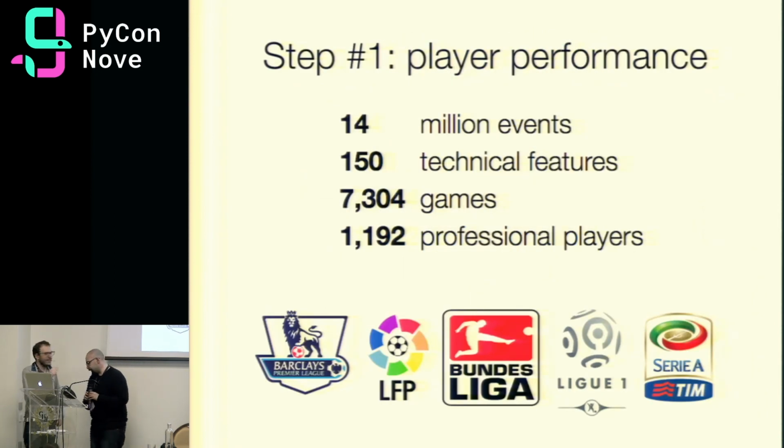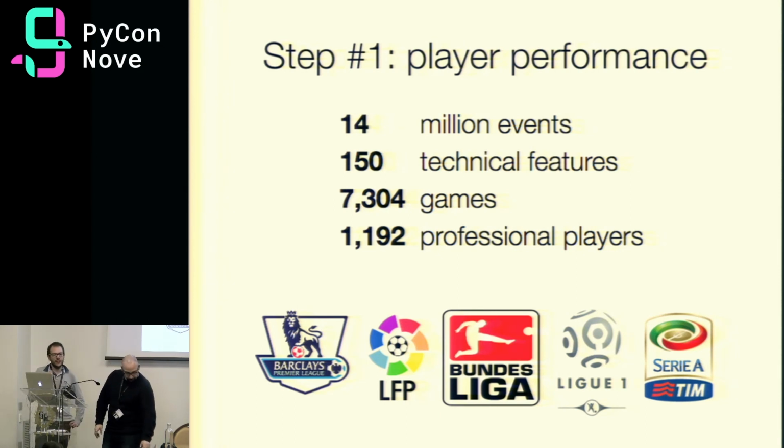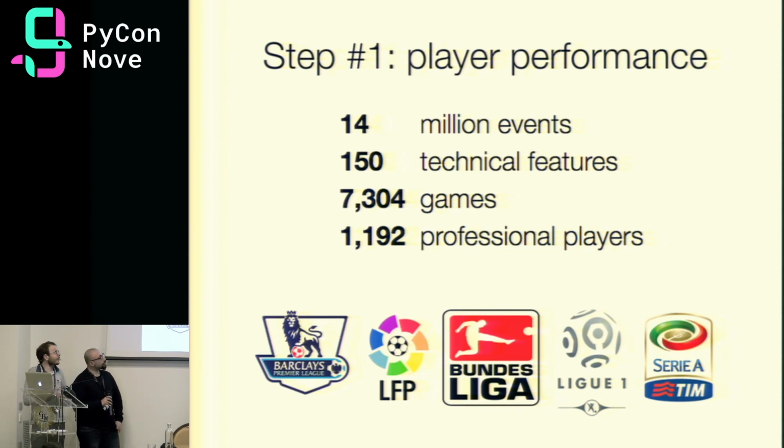So first of all, this is the data set we used to build and to test such a framework. We aggregated 14 million events generated by 1,000 players on 7,000 games from the main 5 European leagues: La Liga, Bundesliga, Ligue 1, Serie A, and Premier League. And every performance is described by 150 features, so passes, shots, takeouts, and all the possible variations of this kind of events.